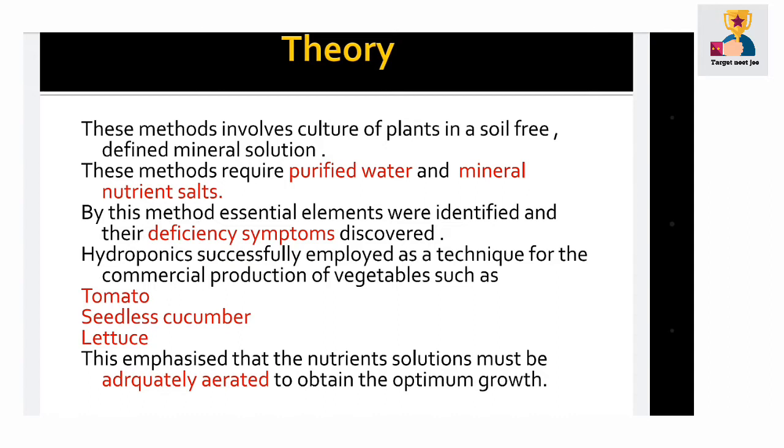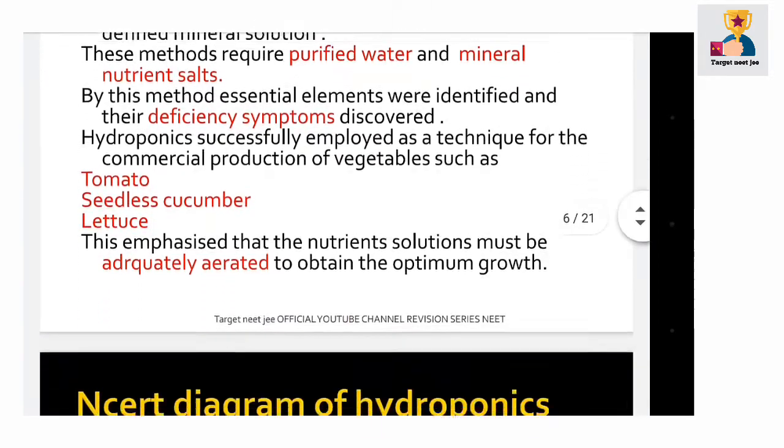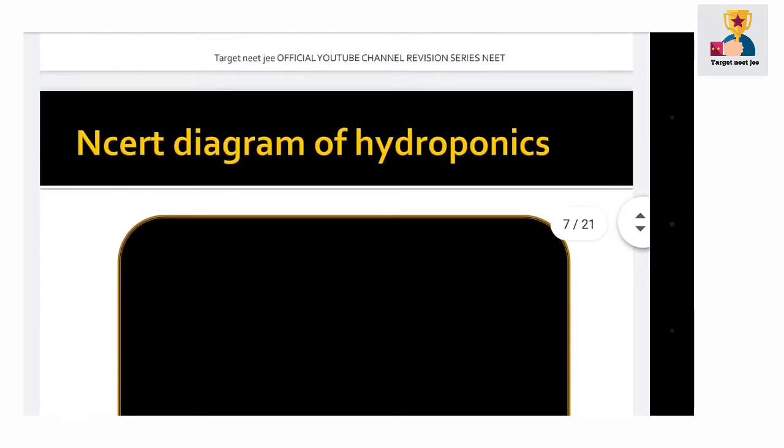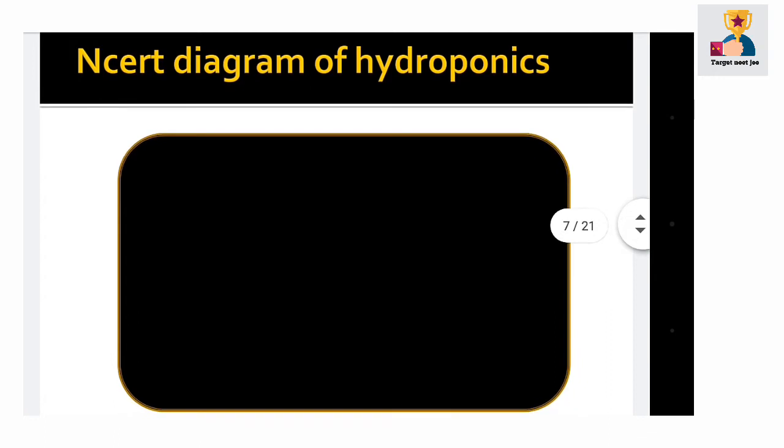Hydroponics is successfully employed as a technique for the commercial production of vegetables such as tomato, seedless cucumber, and lettuce. This emphasized that the nutrient solutions must be adequately aerated to obtain optimum growth. Now here is the diagram of hydroponics technique, which is given in your textbook of biology class 11.